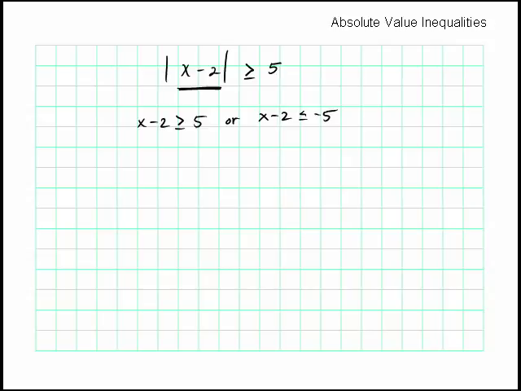Okay, so that's what that absolute value inequality means. I now need to just solve each part for x. This would be x greater than or equal to 7. This part over here would be x less than or equal to negative 3. Those are the solutions. Let's graph it on a number line.